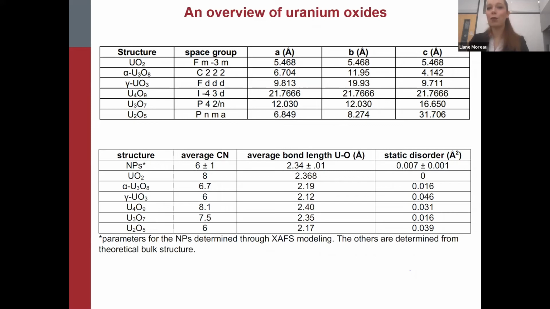We can also see if we take our oxides and convert them into what we would expect for an average first shell coordination number and bond length, if we considered all of the bonds to be averaged together, and static disorder, what those would look like. And we can see that we should observe some differences between them. This was another argument as to why we thought our initial particles were UO2, was also looking at what we would expect to see in a single shell fit for these different structures.